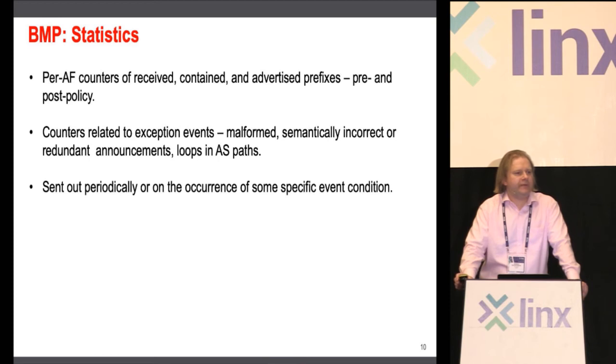Statistics. Various counters: how many prefixes you have received, retained, sent out, advertised, how many were filtered, and for what reason, whether that's policy-based, or some form of BGP processing, like a loop, malformed attributes, and things like that. Counters are sent either periodically or based on events. This is all based on the nature of those counters and also implementation details.